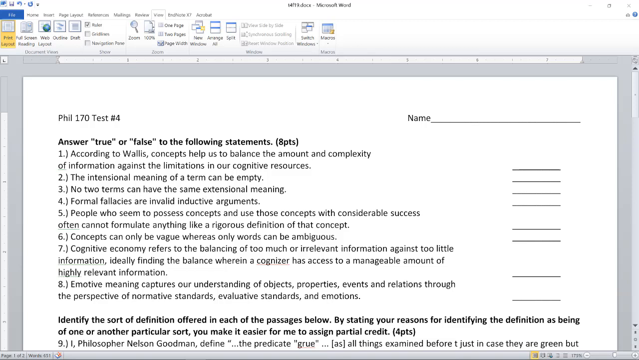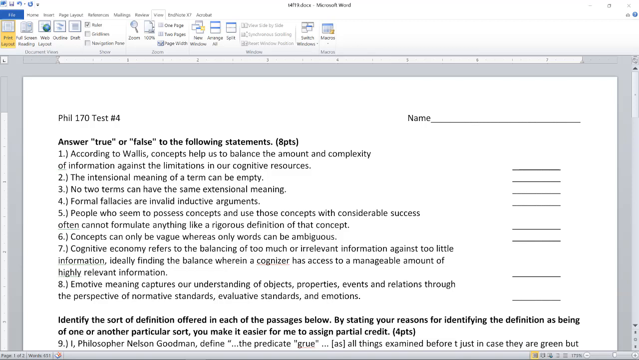Concepts can only be vague, whereas only words can be ambiguous. That would be false. Concepts and words can be both vague and ambiguous.